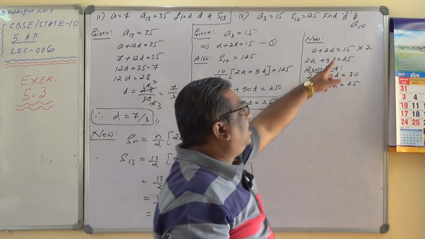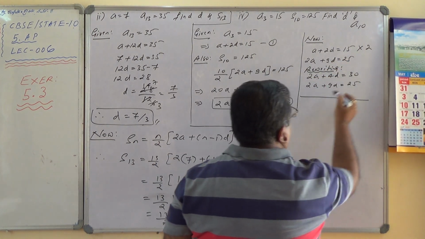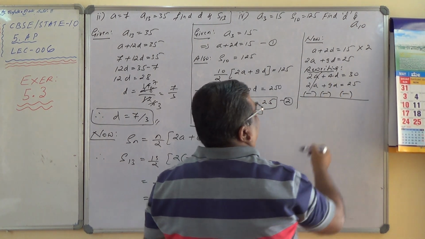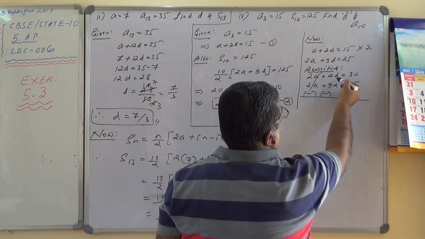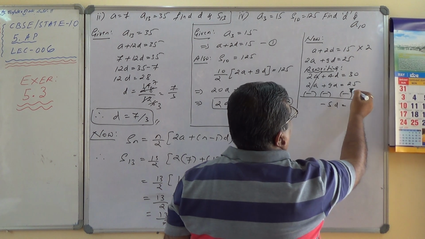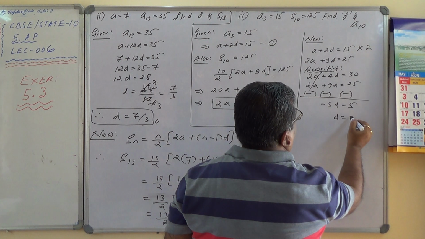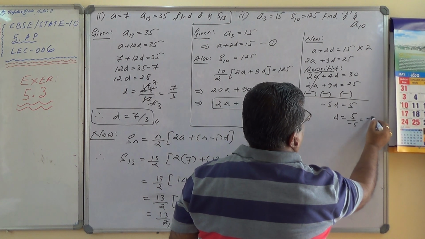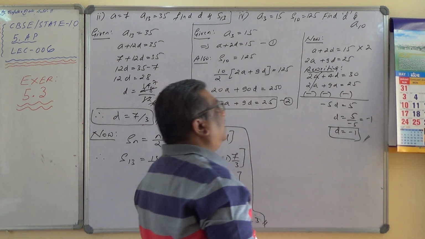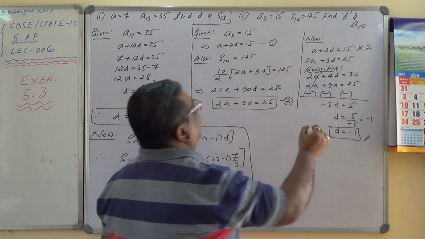Why did I multiply by 2 here? I want to get rid of A, and subtract now. Subtracting these two, minus, minus, minus. This will cancel, and 4D minus 9D is minus 5D, equals 30 minus 25, which is 5. Therefore D equals 5 by minus 5, which is minus 1. So D equals minus 1. So what is the answer for D? It is minus 1. Now we have to find A10.